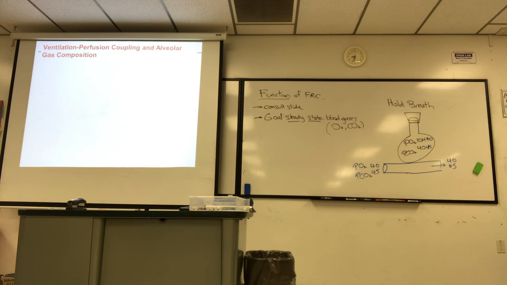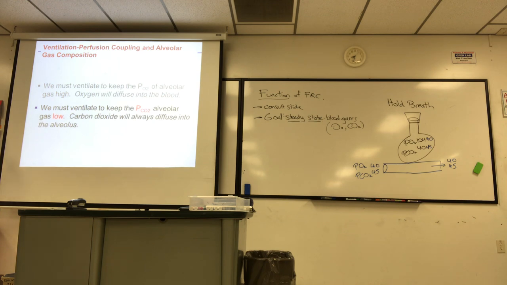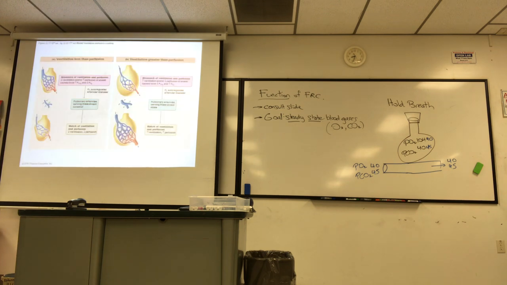Let's see here. We ventilate to keep PO2 high, and we ventilate to keep PCO2 low. Just think of it that way. As long as you breathe, PO2 stays high, PCO2 stays low, 104 and 40. Now, it turns out in lungs, you may have varying ventilation. Your lungs from top to bottom may be ventilated differently, so you have to distribute the blood flow in the pulmonary capillaries differently to match it. Remember, the function is you're picking up oxygen from the air sacs, so you want to match the blood flow for that function.